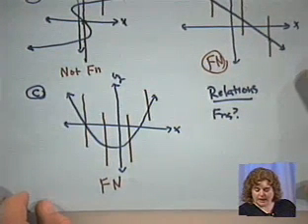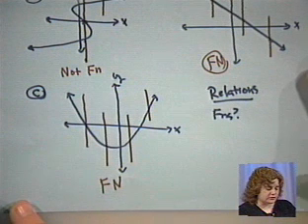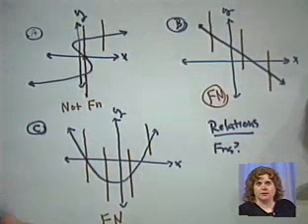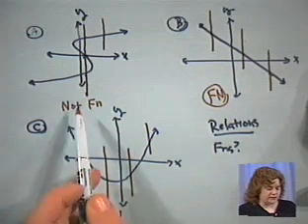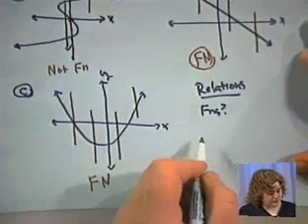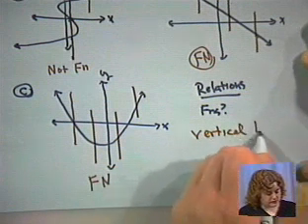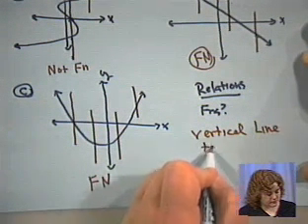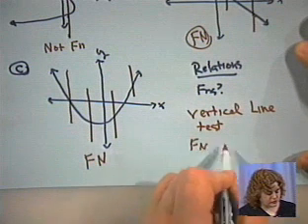And that is how you use the vertical line test. That's all there is to it. You look at your picture and you ask, can I draw a line that passes through the picture more than once? If you can, it's not a function. If it only passes through once, it is a function. So let me just write that down. Vertical line test. You have a function if it passes through only once.